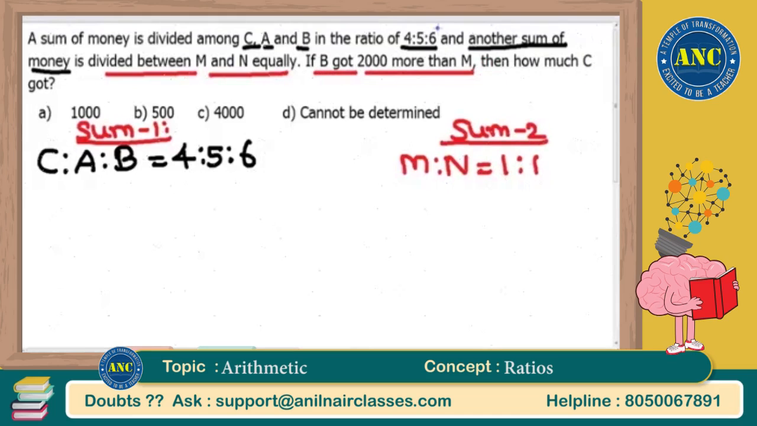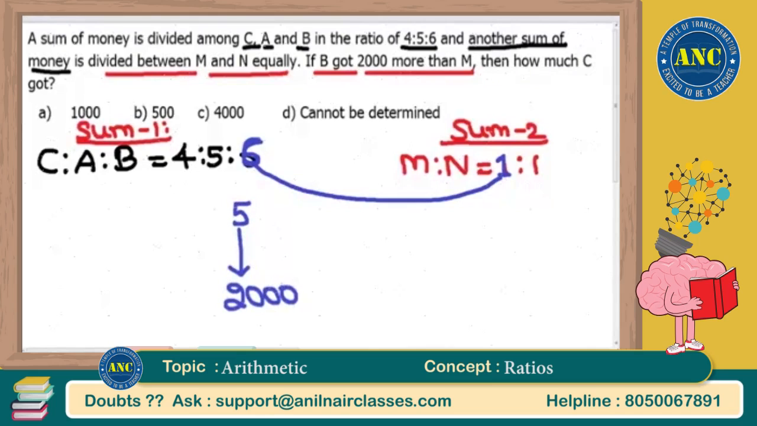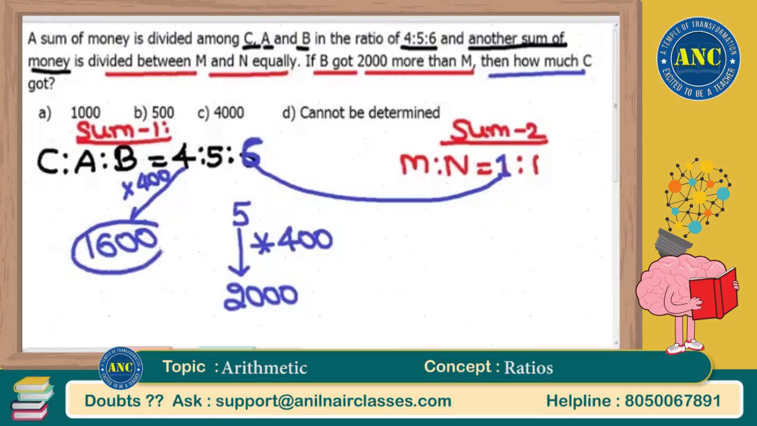Now see here. B is getting 2000 more than M according to the question. Forget about the question. According to ratio, B is getting 6 rupees. M is getting 1 rupee. Compare 6 and 1 according to ratio. That means B gets 5 rupees more than M. But according to the question, it is 2000 more than M. 5 into 400 is 2000. They are asking how much C got. C also should be multiplied with 400. 400 into 4, answer is 1600.